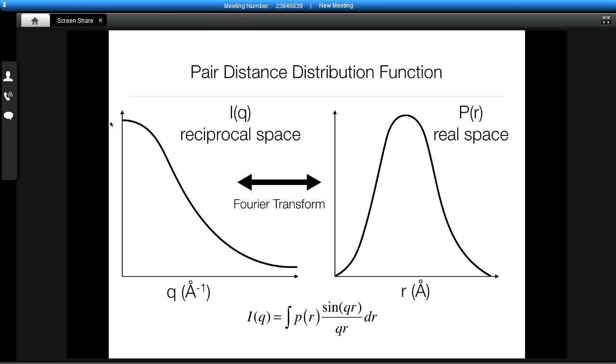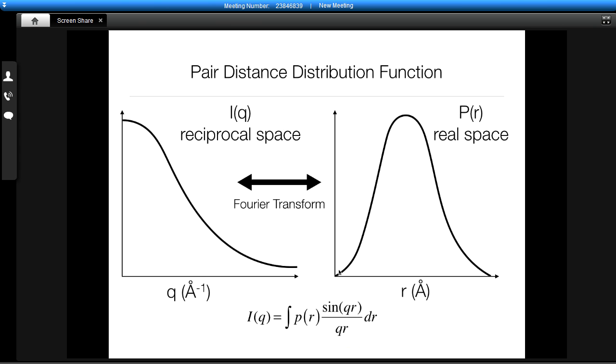If you take the Fourier transform of your intensity profile, you end up with the real space representation, which is called the pair distance distribution function, or P of R. And so immediately from the P of R, you can get some information qualitatively about the shape of your particle.